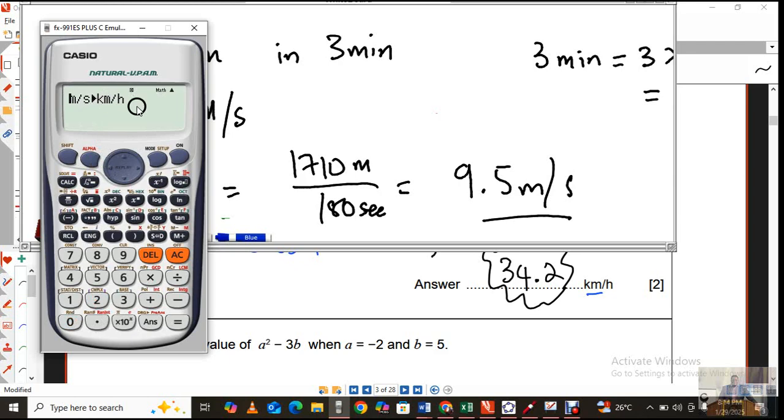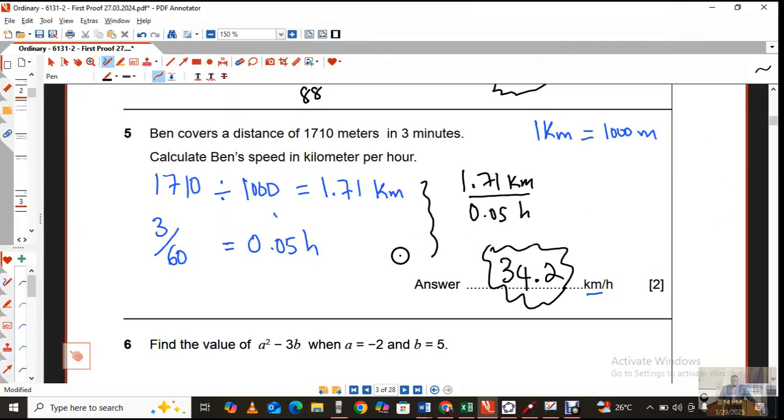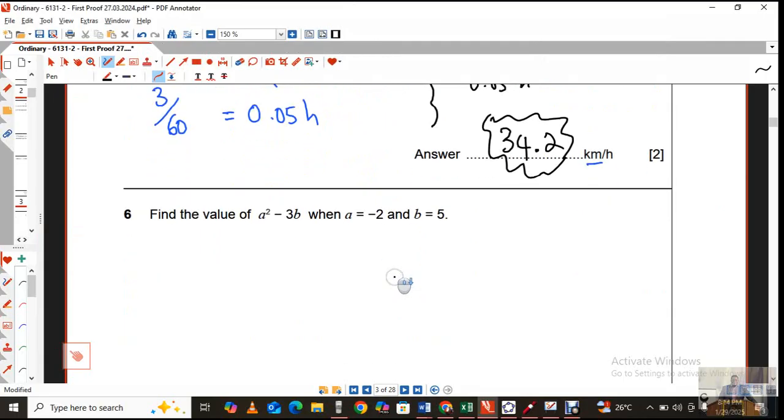How many meters per second do I have? I have 9.5 meters per second. If I enter 9.5 meters per second, it will immediately change it. That is the improper fraction. If I change it to a decimal, can you see that the answers are identical? But there is a little bit of manipulation involved in this particular work. Right, so let's go back to our paper.